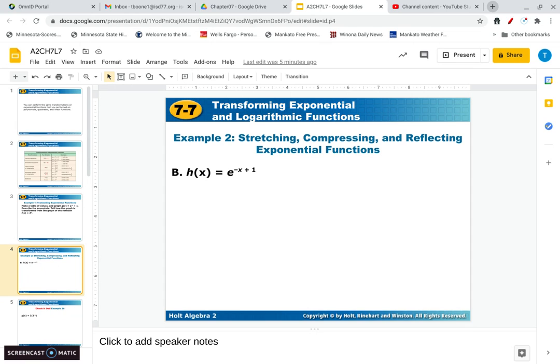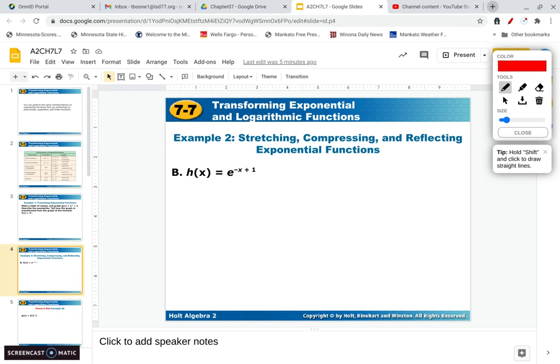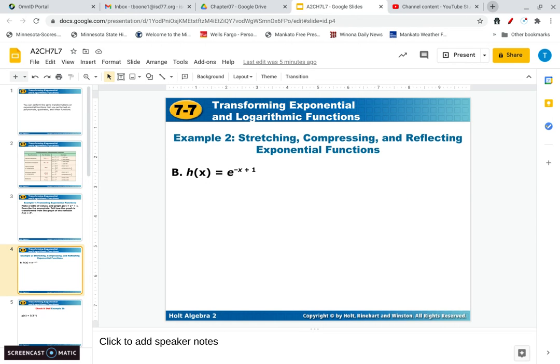All right, how about if we had e to the negative x? So e to the x is the parent function. Once again, the negative up there is going to be a reflection across the y-axis. Now this time the plus 1 is up in the exponent. So what that's going to do is move it left 1. And again, don't be afraid to refer back to those rules as we do these.